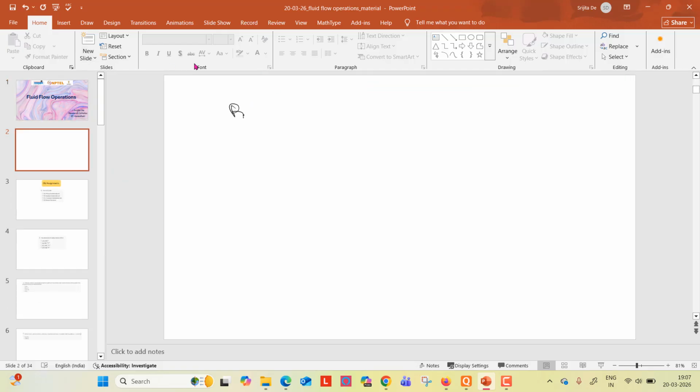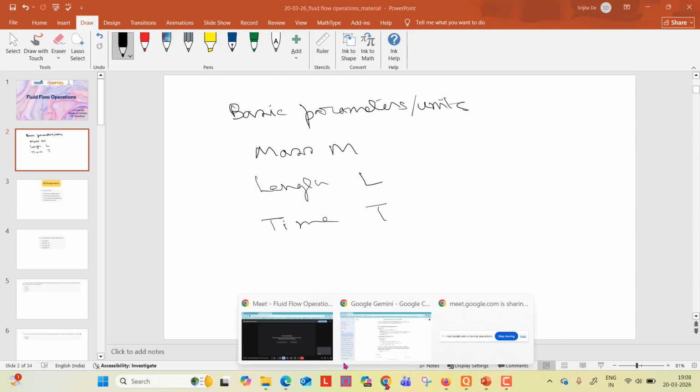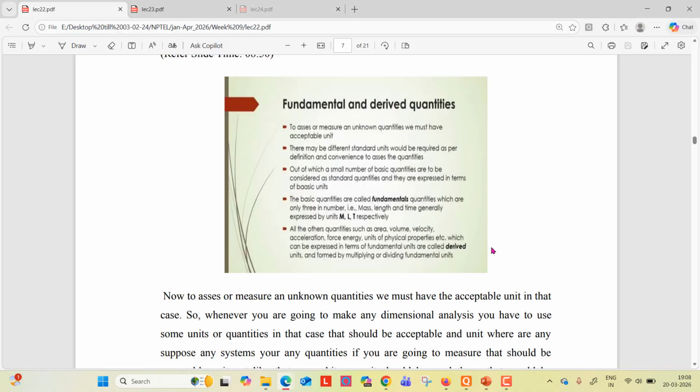So the basic parameters or units, you can call it, are mass M, length L, and time T, and their corresponding units in SI units or CGS units, whatever. You have other parameters also, but these are the basic ones.